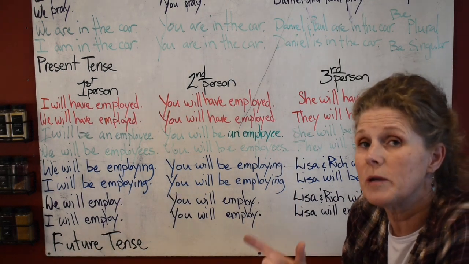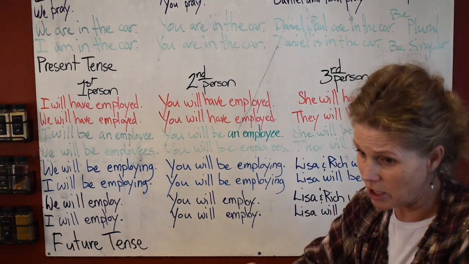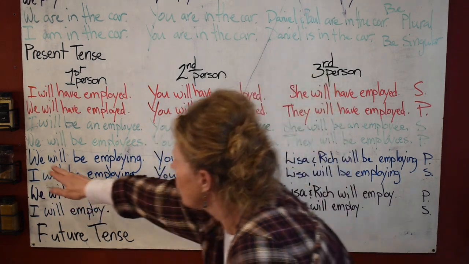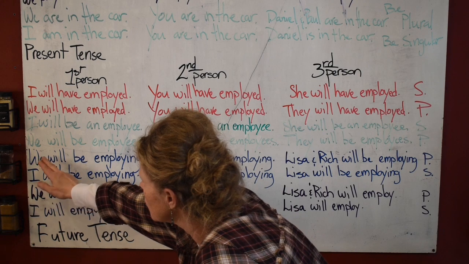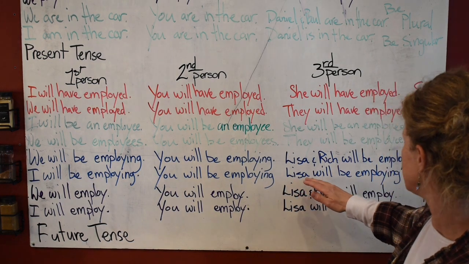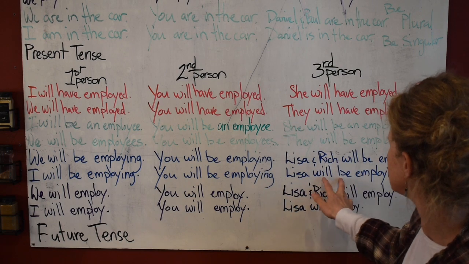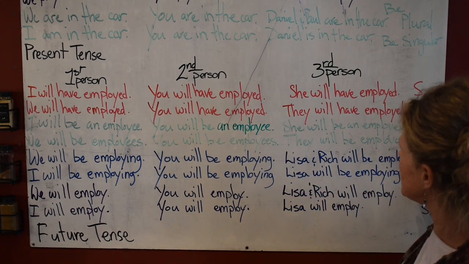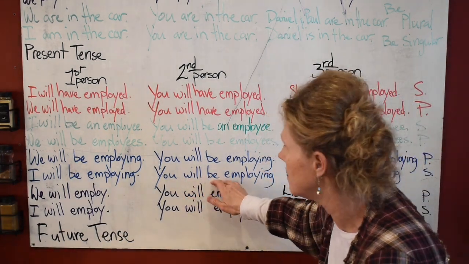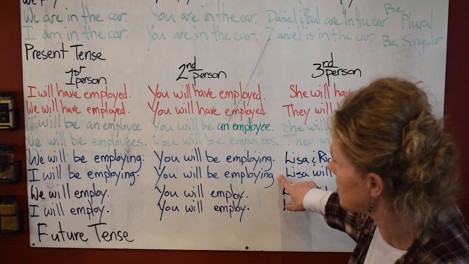When you're using your be verbs as helping verbs, it's so much easier. There's a lot less confusion. These are all the same. I will be employing. Whether you're in the singular or the plural, it doesn't change in the verb. You will be employing. Lisa will be employing. It doesn't change. So those are pretty simple. You just need to know that if you want this to be in the progressive tense, you're using your ing, you have to use will be. Okay? To attach it to your ing.